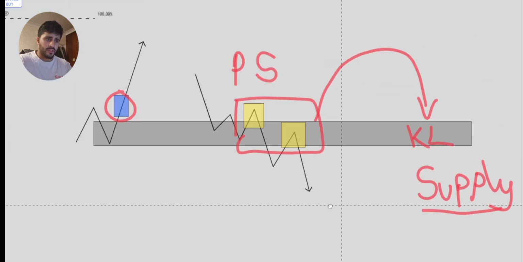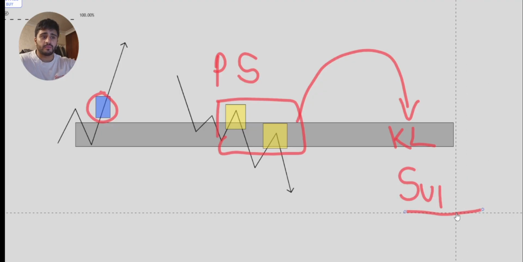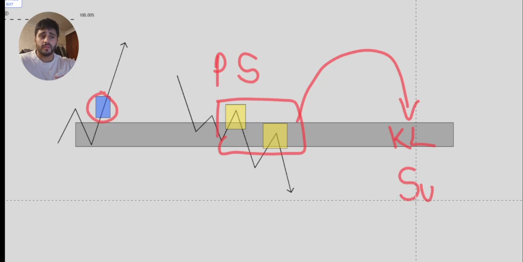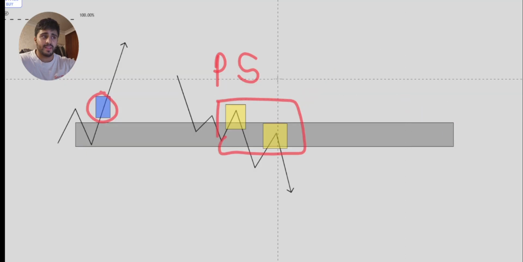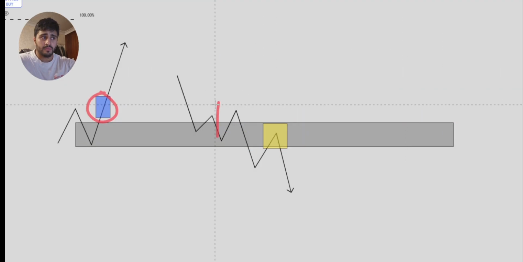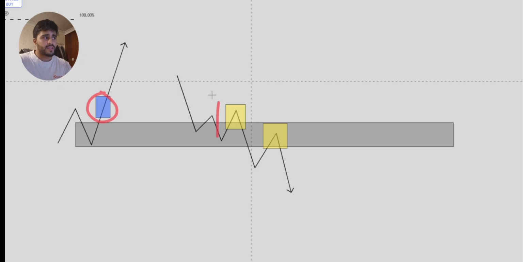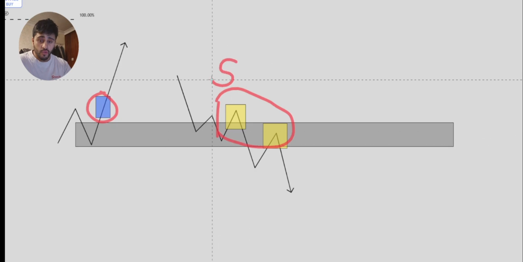Now, if I just clear some of this away, we've established previously that this was a supply zone, right? From the 13th of January, we created a supply zone. When you create a supply zone, what that basically means is sellers were in control. Now, let's take a look at this same thing again. What we can see here is sellers took control of the market. Here's where sellers were in control.